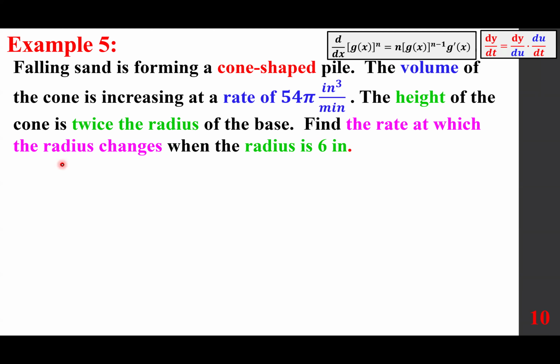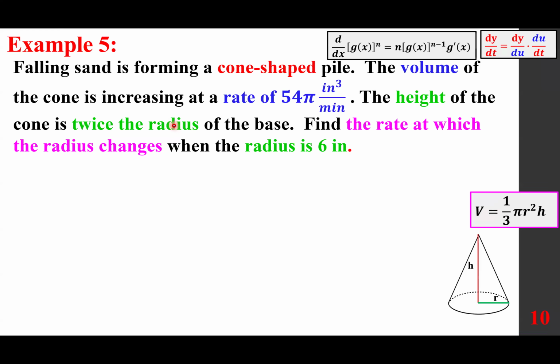Again, an application problem. You need to read it a couple of times. Starting from the top, falling sand is forming a cone shape. What shape is that? This is the cone. This is the radius of the base. This is the height. And we want to relate the volume to the height and radius. We should know the formula. The volume is 1/3 pi r squared h. We should know this.